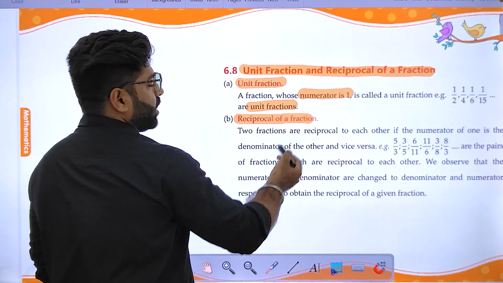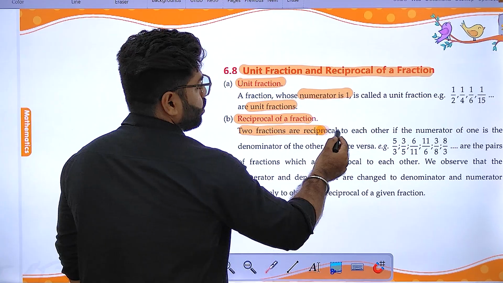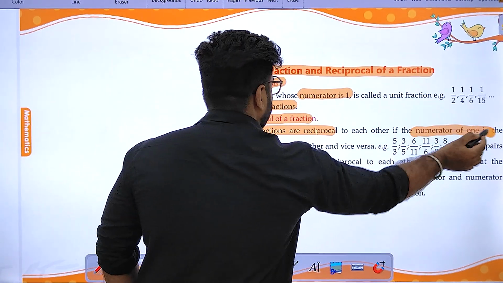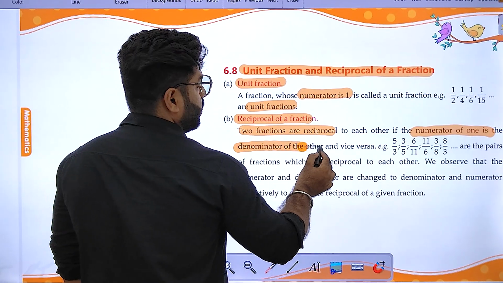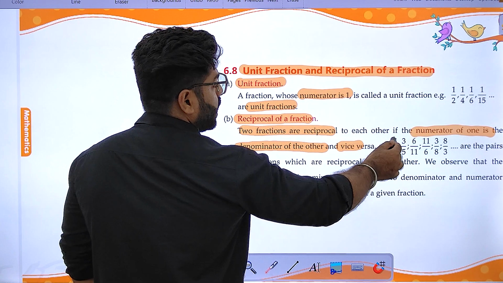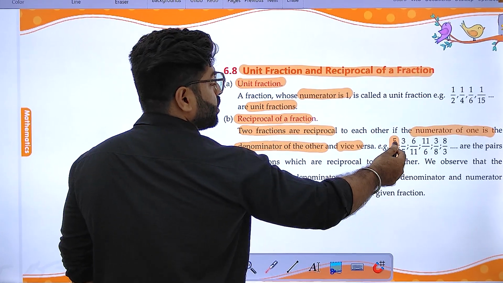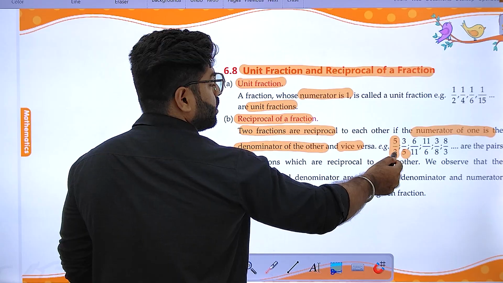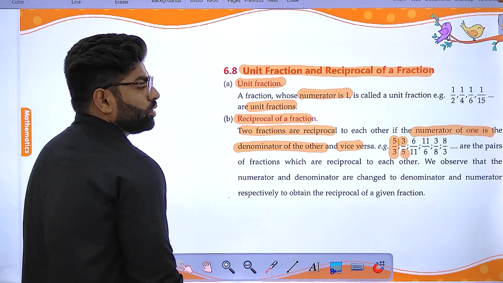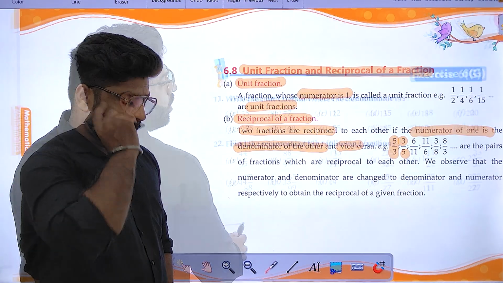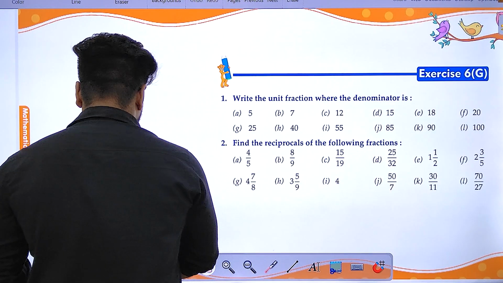Next is the reciprocal of fractions. Two fractions are reciprocal to each other if the numerator of one is the denominator of the other and vice versa. Just like 5 by 3, this is numerator over denominator. Now we have to change the numerator into the denominator and the denominator into the numerator. So these are the reciprocals. Clear? Okay, now we have our exercise 6G.